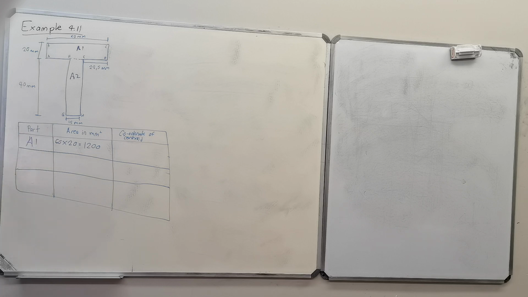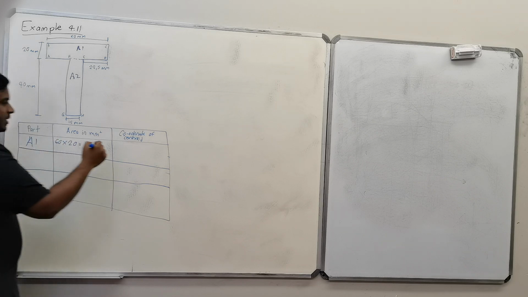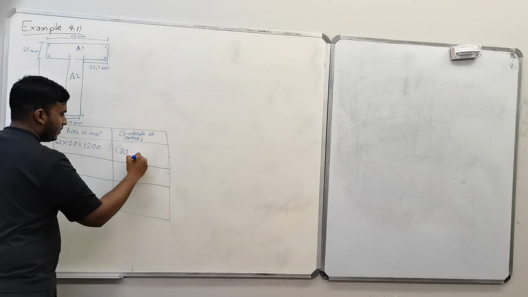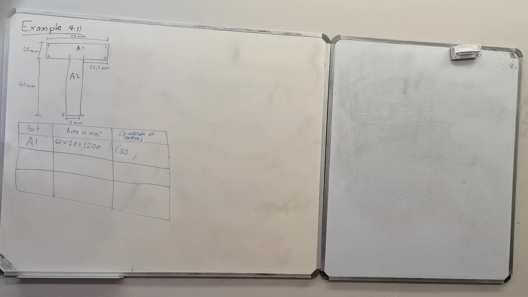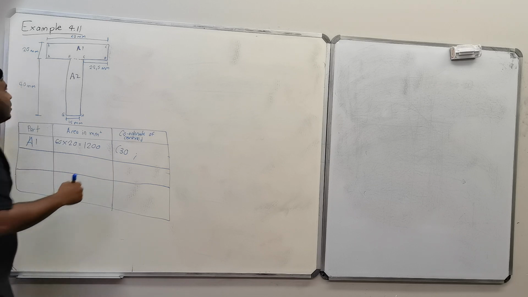Coordinates of the centroid. Its center point along the x-axis would just be half of the length, which would be 30. Center point along the y-axis would be what? 40 plus half of 20. Remember the y-axis starts from 0, that's 40, and then half of 20, which gives you 50.